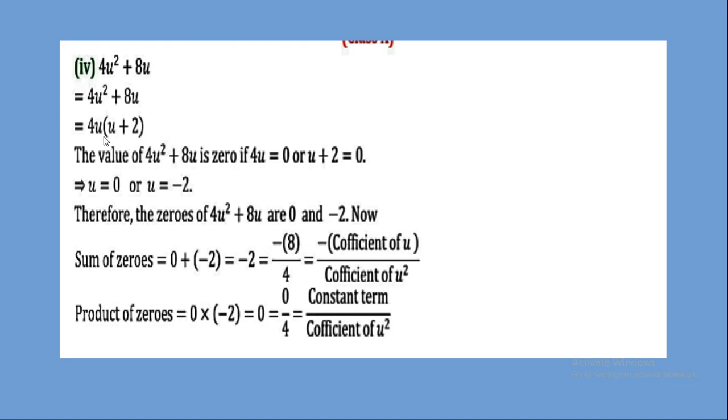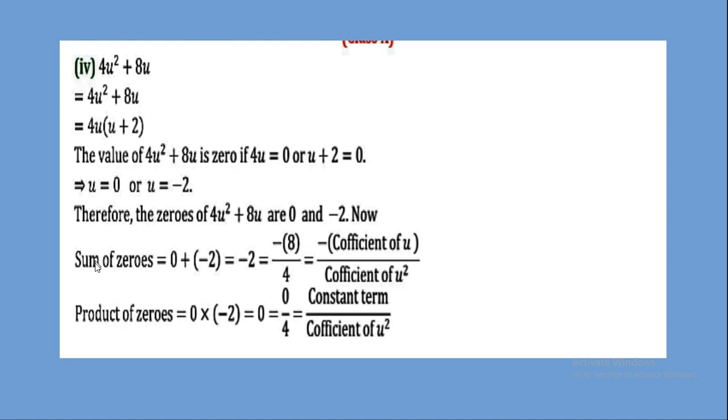So when 4u equals 0 and when u plus 2 equals 0, the value of this polynomial will be equal to 0. That is, when 4u equals 0, u equals 0, and when u plus 2 equals 0, u equals minus 2. So when u equals 0 and when u equals minus 2, the value of this polynomial will be equal to 0. That is, the zeros of this polynomial are 0 and minus 2. Now we have to verify the relationship between the zeros and the coefficients of this polynomial.